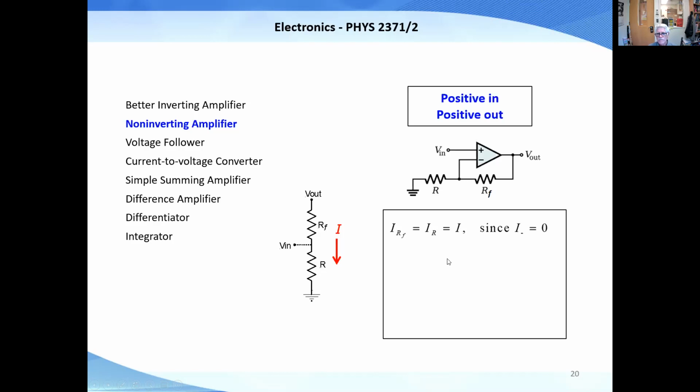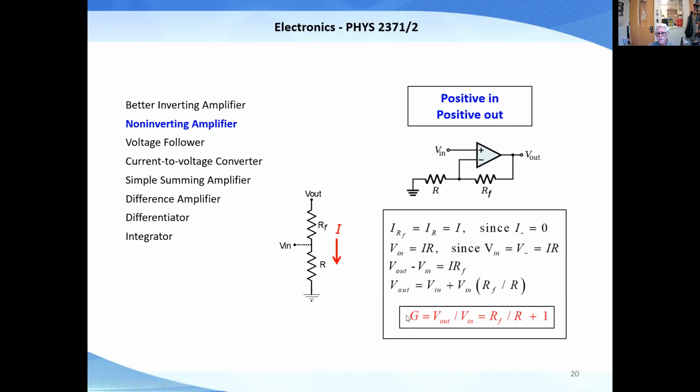So you have one current. If you have a current and a resistance and V in, you have V equals IR. And then the difference in voltage between here, V out minus V in, that's the voltage drop across this resistor, is equal to the current times RF. So now you put these things together, do a little bit of algebra, and you come out with a gain formula, V out over V in, is instead of minus RF over R, you have RF over R plus 1.